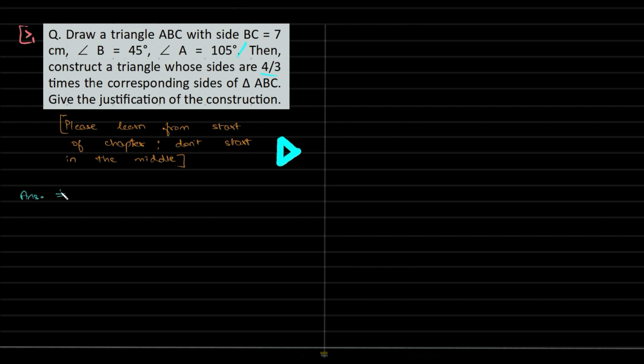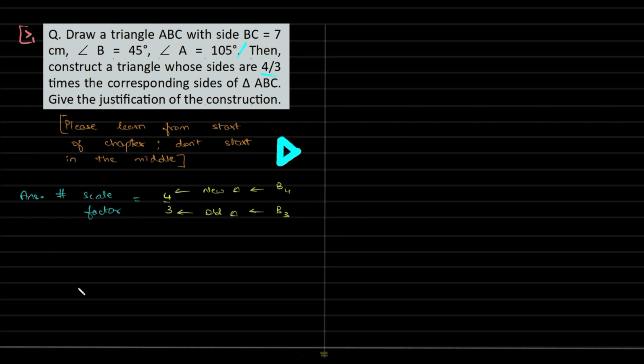So the very first thing is, let's look at the scale factor. So again, a small request. Please learn the basics before doing any of this problem. You have to start from the beginning so that you understand the concept and the way I put things across. Only then it would make sense. So the scale factor happens to be 4 by 3, indicating that the new triangle is bigger and the old triangle is smaller, and this would be your B4 and this would be your B3.